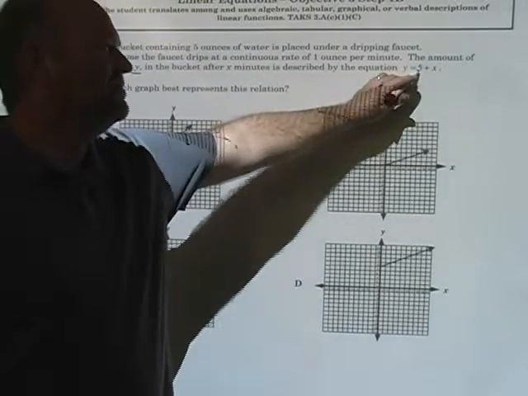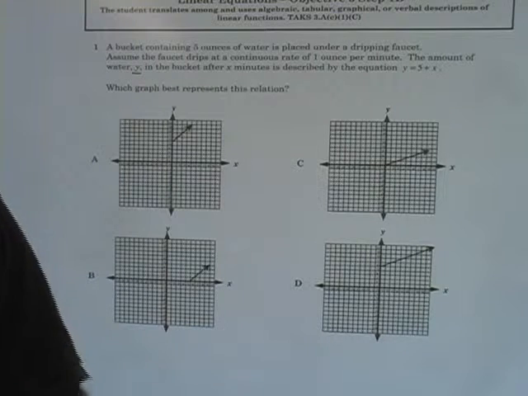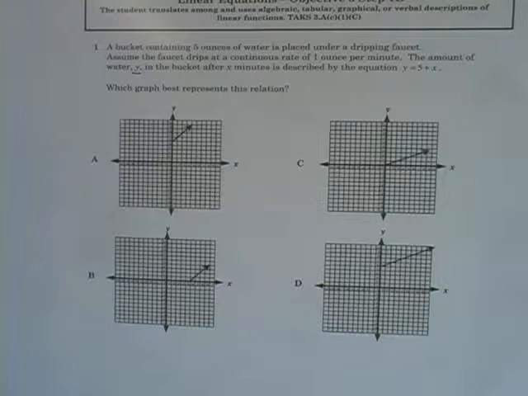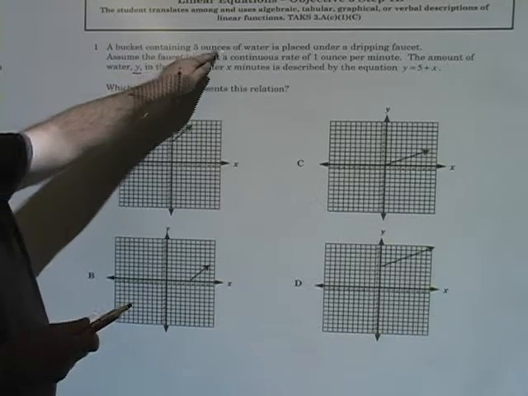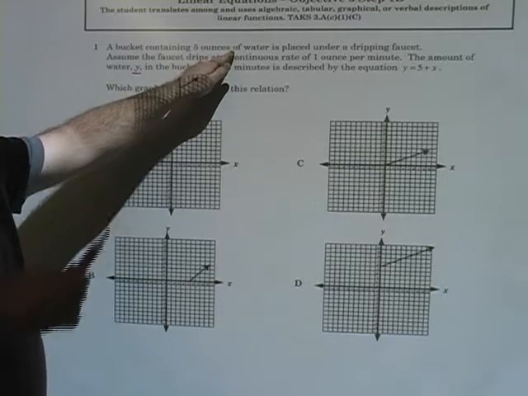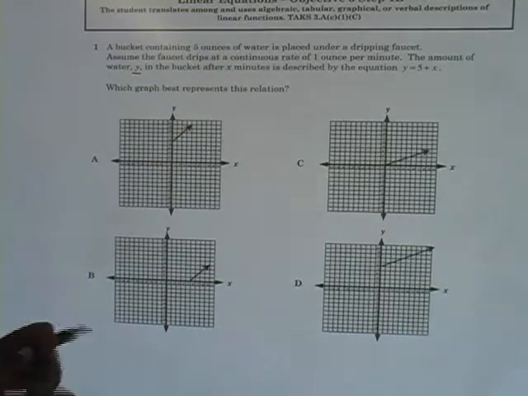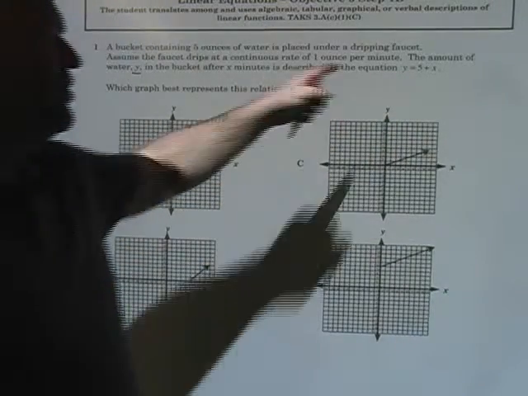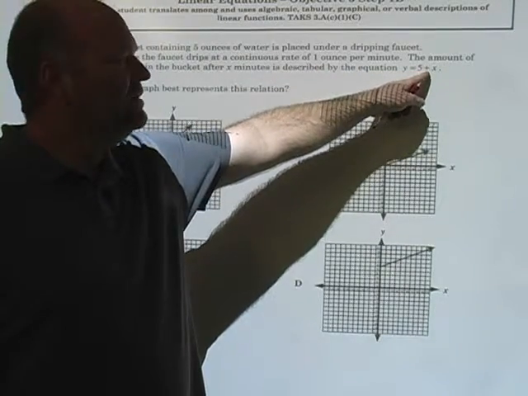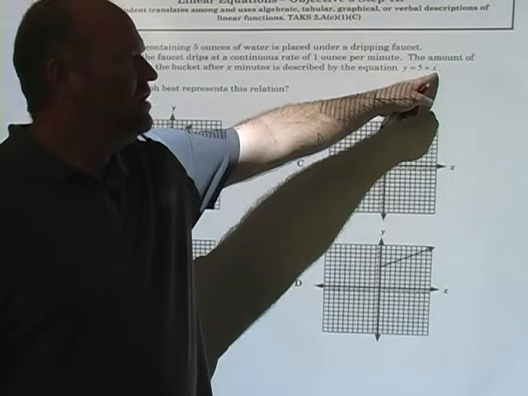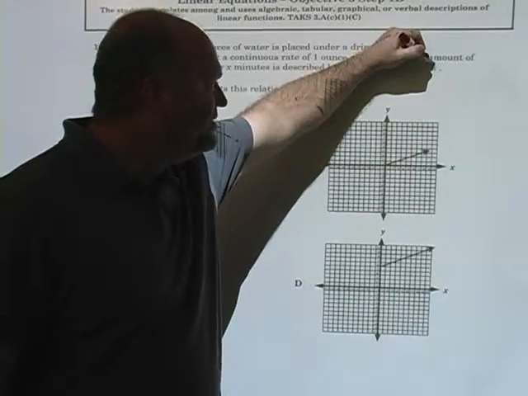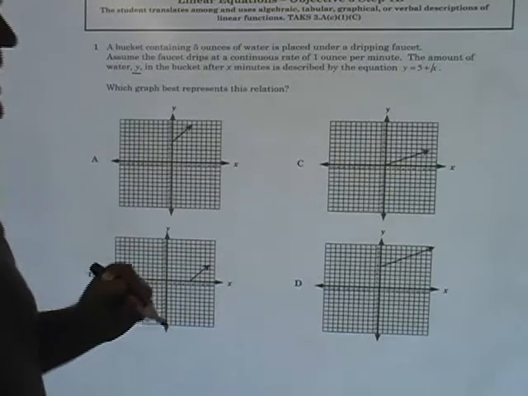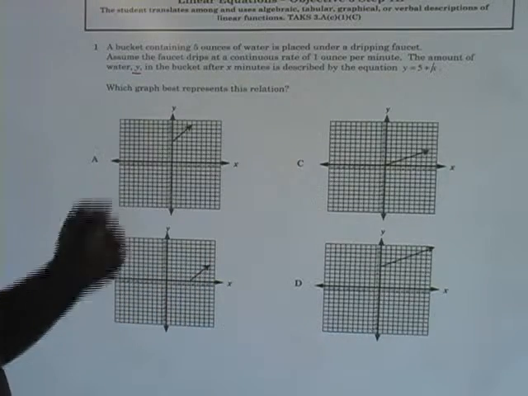Notice the 5, okay? Even when x is 0, y is going to be equal to 5. And that's because it starts out with 5. That's what it tells you right here. When we first start, we already have 5 ounces in there. So that's where the 5 comes from. And then you're going to add to that, every minute you're going to add 1. Okay? There's a 1 in front of that x. 5 plus 1x.